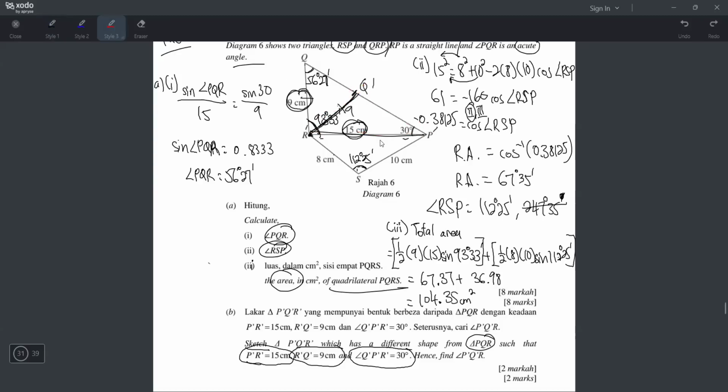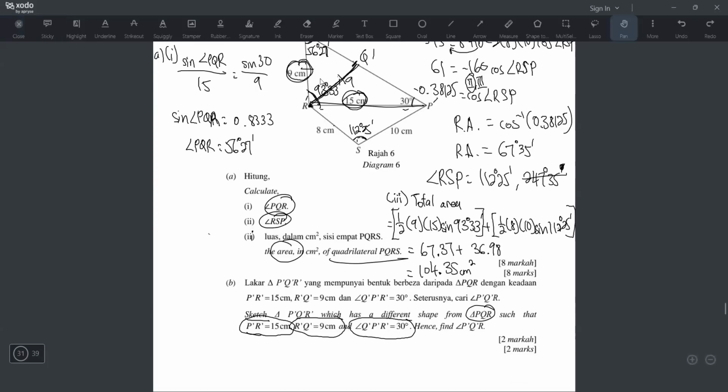Okay. And if you double check, memang dia ada ikut semua condition sini. Semua syarat sini saya ada ikut. So syarat pertama, P prime R prime must be 15. Yeah, it's still 15. R prime Q prime is 9. Yeah, still 9. Walaupun line tu dah gerak ke sini tapi saya maintain dia punya panjang 9. Q prime P prime R prime angle 30. Yeah, still 30. So this is the answer.